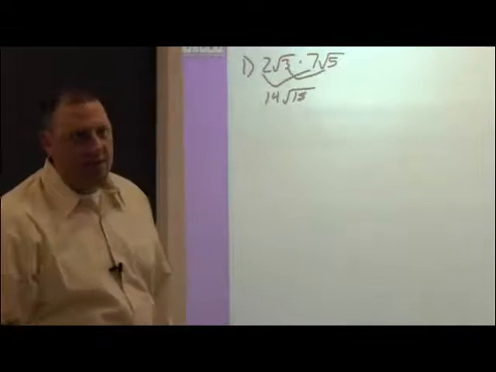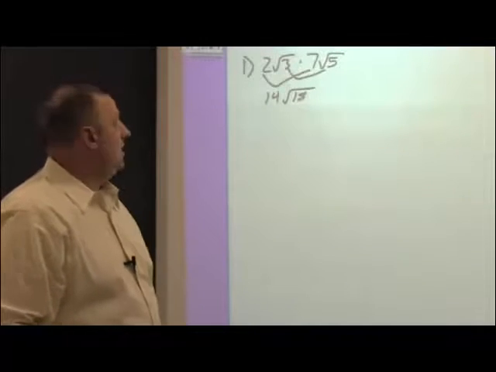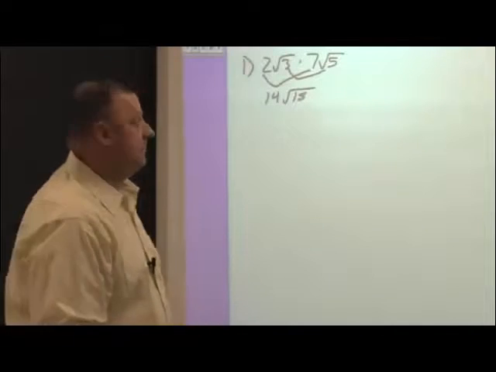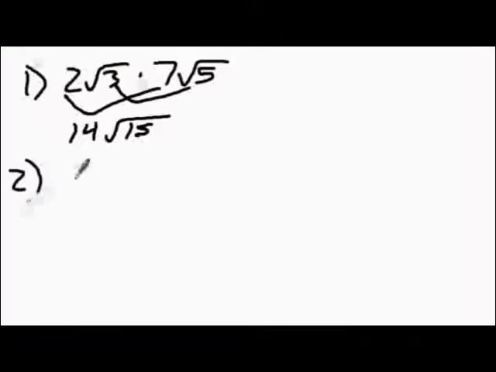The square root of 15 cannot be written as a product of 2 numbers, one being a perfect square, because 3 and 5 are not perfect squares. So this is simplified. So 14 radical 15 is your answer. All right, let's try another one.